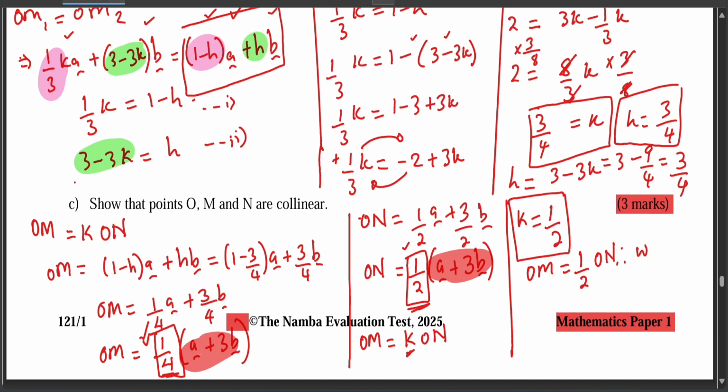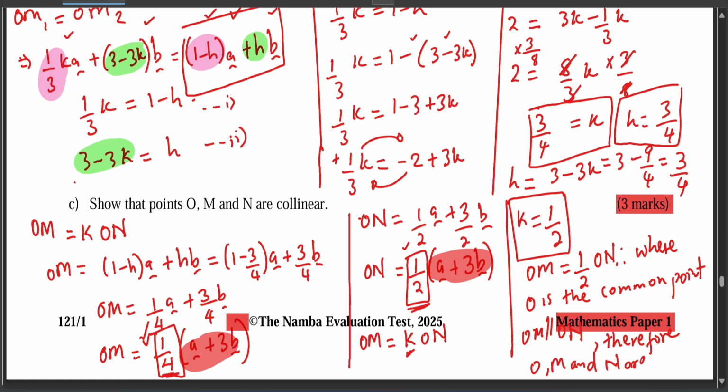Now you will write, where O is the common point. Now where O is the common point, OM is parallel to ON. So therefore O, M and N are collinear. So that's it, it's not hard. You see, that is already your answer. People say it's a hard question, but it is not hard. Okay. So those are already 10 marks for free that you have got from vectors.